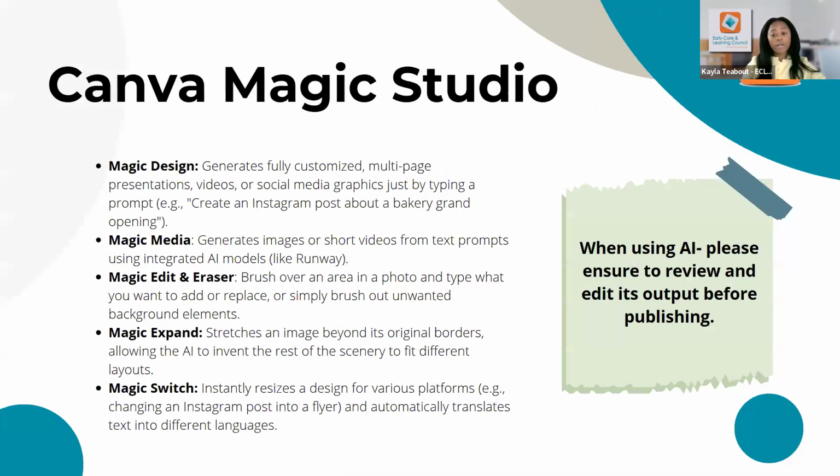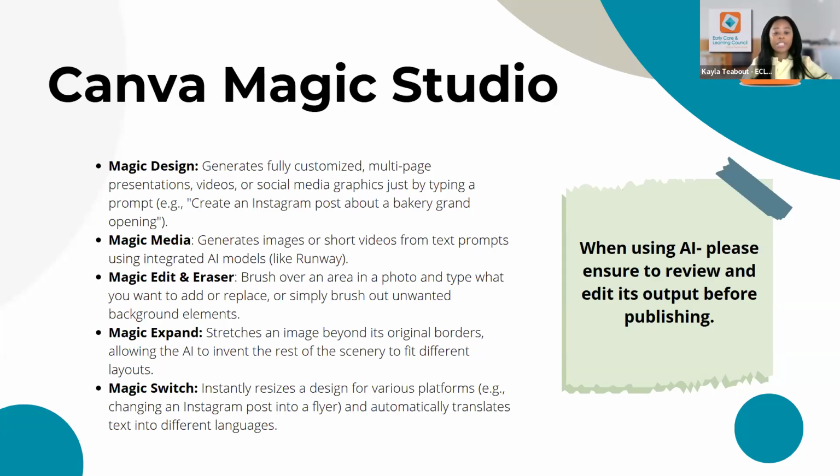So Canva's Magic Studio, it's Canva's newest AI feature. It came out maybe like 3 years ago. There are cool little things in there that we'll go through. I'll walk you through each one, but Magic Design generates fully customized multi-page presentations, videos, or social media graphics just by typing in a prompt. So you can go in there and say, I want a picture of a soda can on a beach with people in the background, and it'll create that for you.